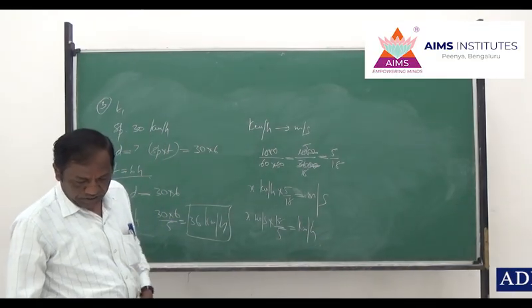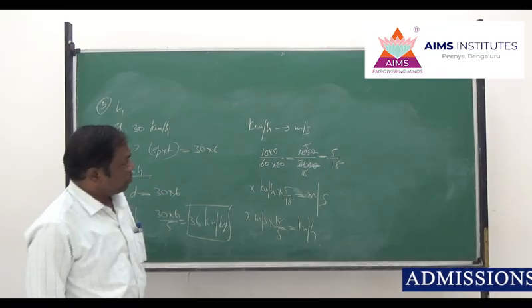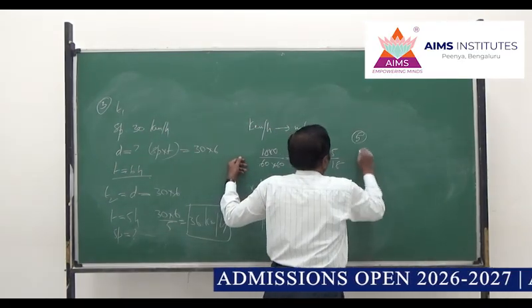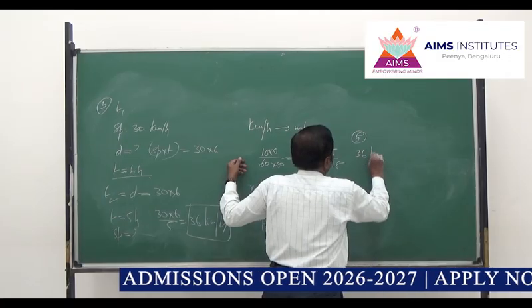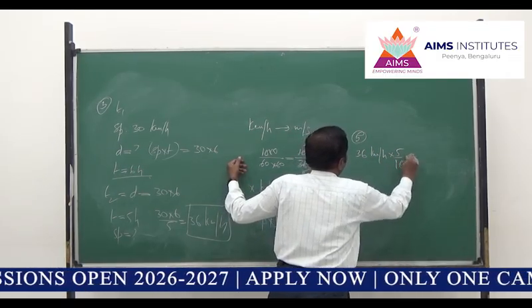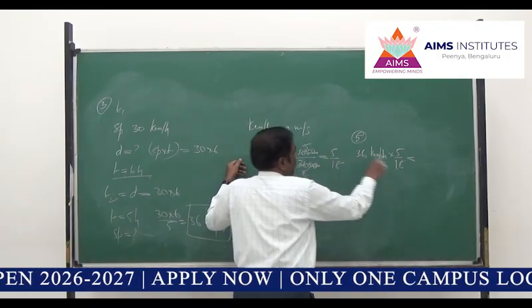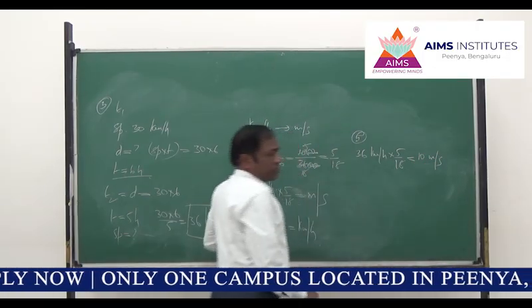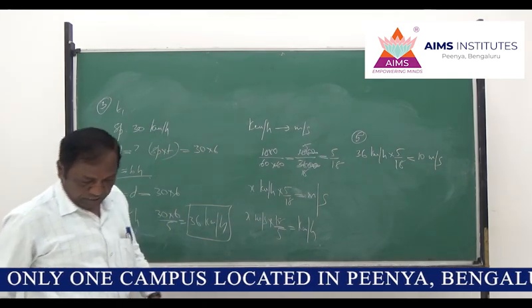Now we can do it. So question number 5. 36 kilometer per hour into 5 by 18. So 18 twos are 36, means 10 meters per second. So 10 meters per second.